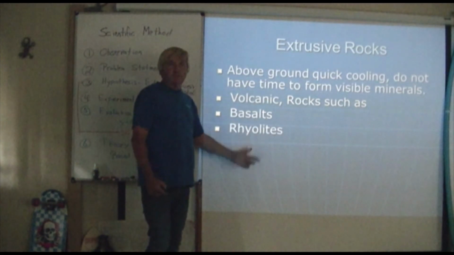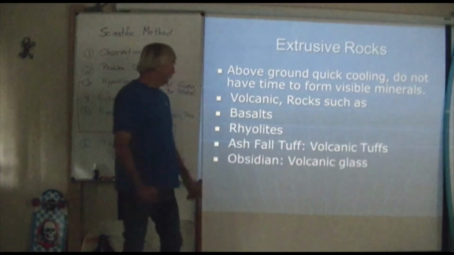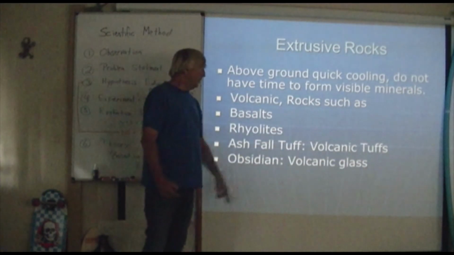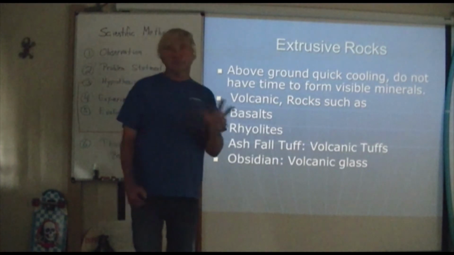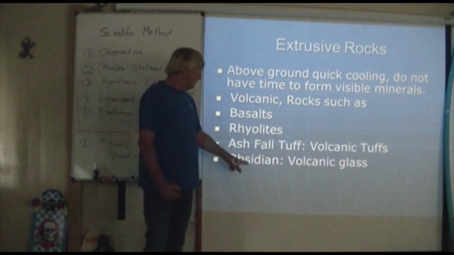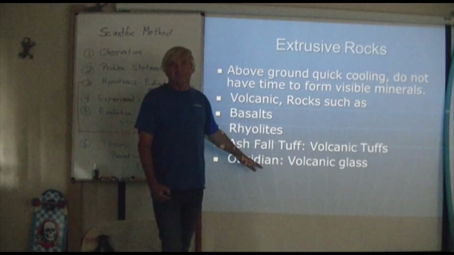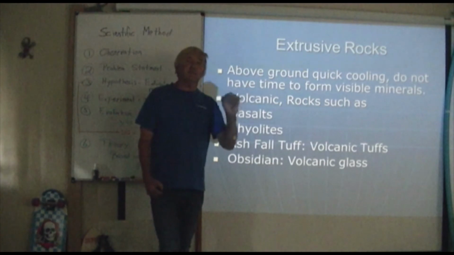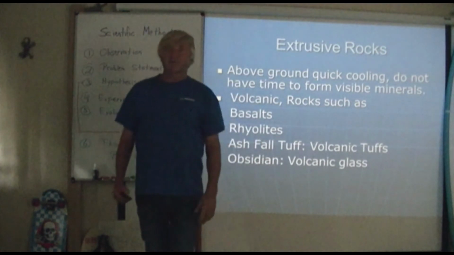Rhyolite is a quartz-rich rock. Volcanic tuffs are also quartz-rich, and obsidian, volcanic glass, is also quartz-rich. Obsidian is black though, and this throws a lot of people off. The reason that obsidian is black is that 98% of the obsidian is quartz, but just a little bit of iron got in there to make it dark. So that's why people get thrown off when they see obsidian.